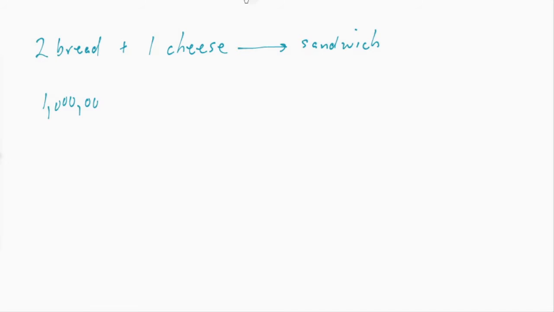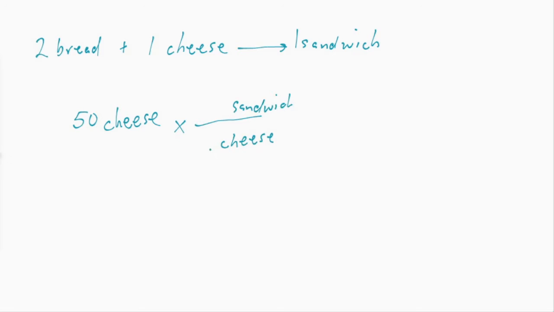Okay, so if I said you had 50 pieces of cheese, how many sandwiches could you make? Well, we could use the coefficients of this recipe to go, okay, I have 50 pieces of cheese. I know this is silly, but bear with me. Times fraction bar, bring down the cheese, and go to sandwiches. Now, what do I put down here? 1 piece of cheese. What do I put up here? Makes 1 sandwich. 50 times 1 is 50, and 50 divided by 1 is 50. So I can make 50 sandwiches.